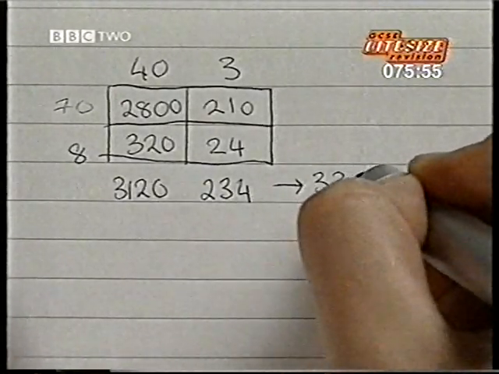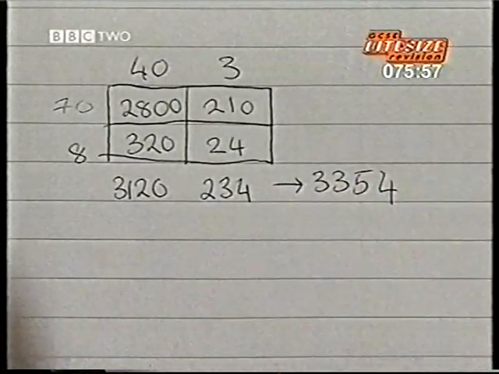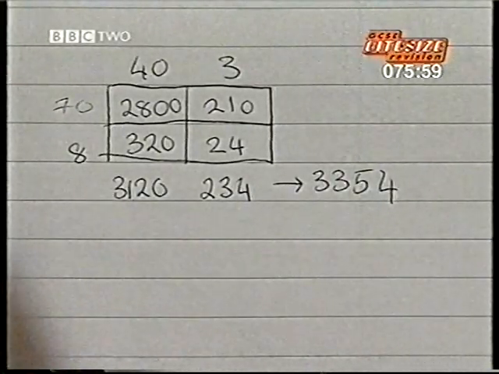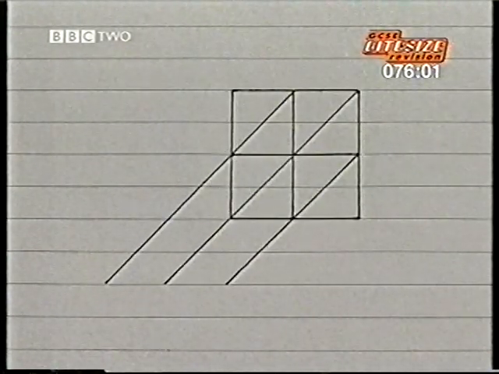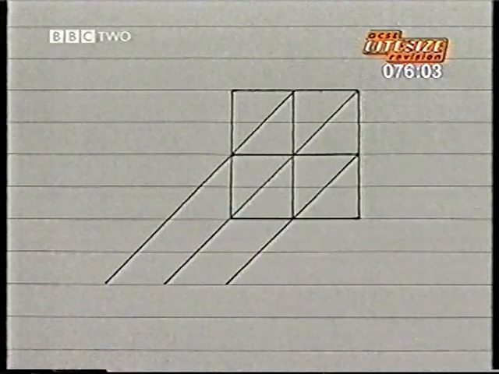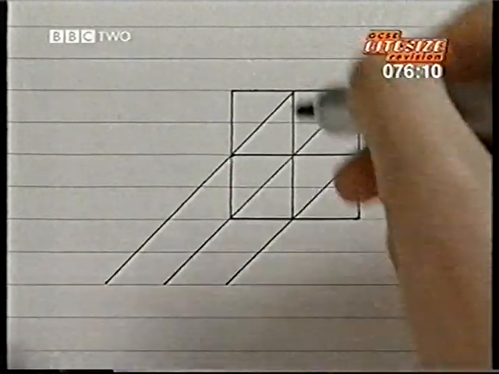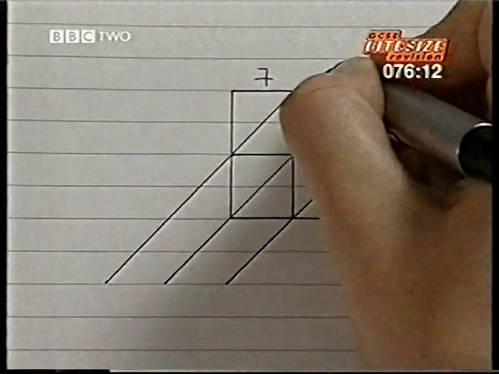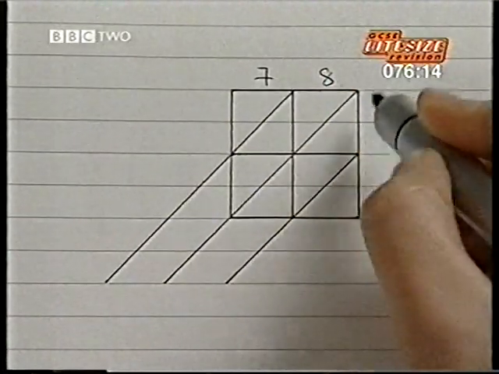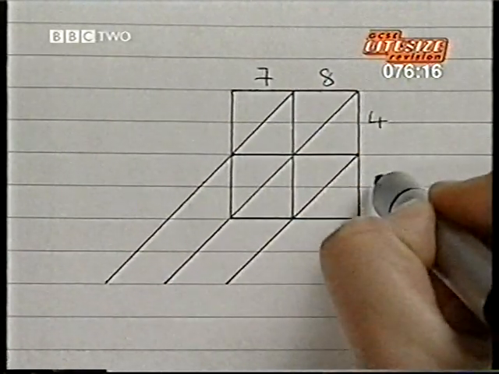That's 3,354 again. Another method is an ancient Indian method that uses a slightly different grid of squares with diagonal lines. Put in the 78 and the 43. Now fill in the boxes, like this.